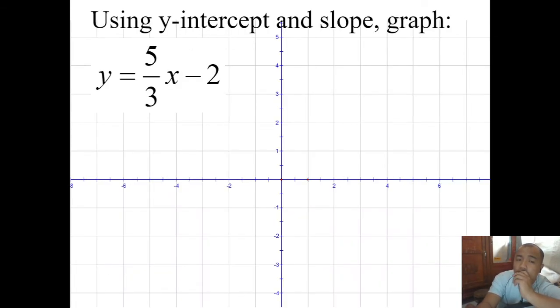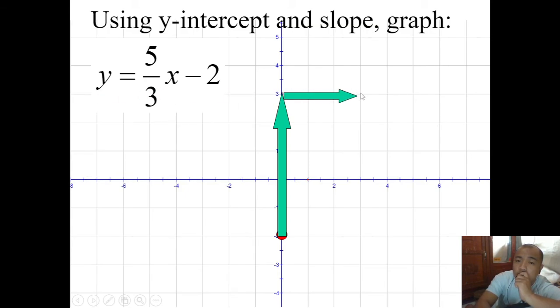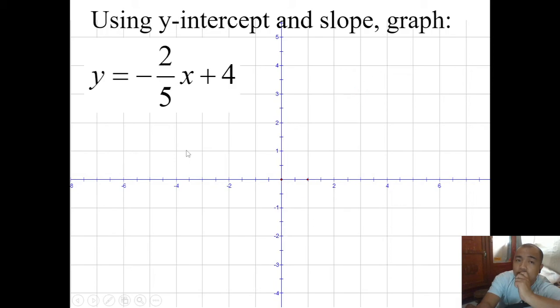Using the y-intercept and slope, graph y equals 5/3 x minus 2. First, since the y-intercept is negative 2, locate negative 2 on the y-axis. Since the slope is 5/3, the rise is 5: 1, 2, 3, 4, 5. Then the run is 3 to the right because it's positive: 1, 2, 3. So this is the other point. These are the 2 points. Connecting the 2 points forms a straight line. This is now the graph of y equals 5/3 x minus 2.